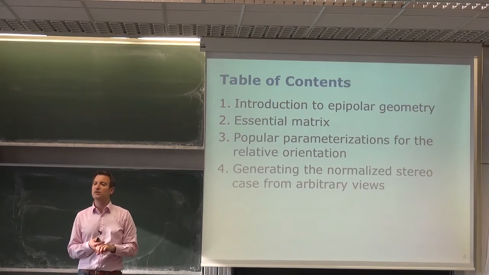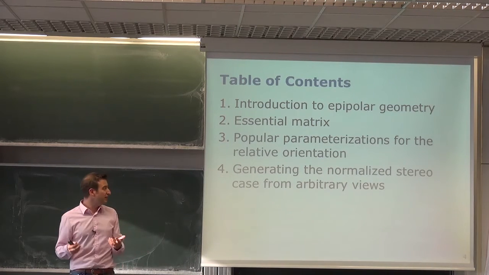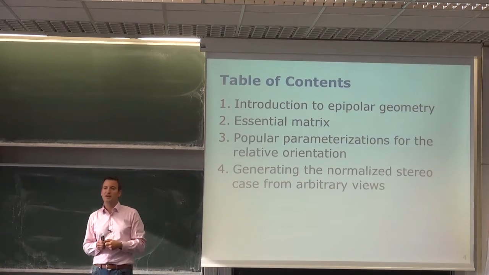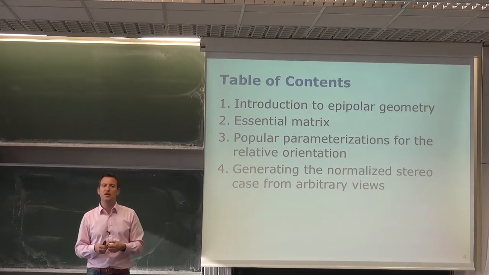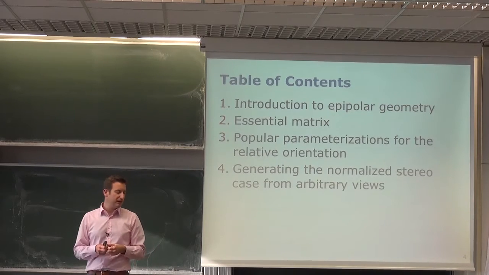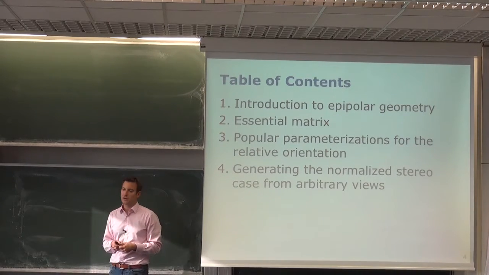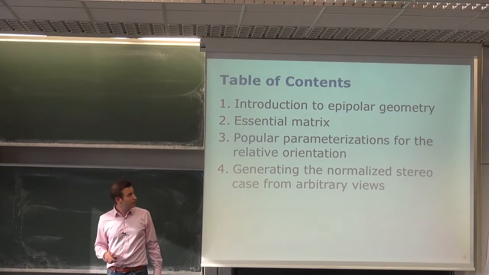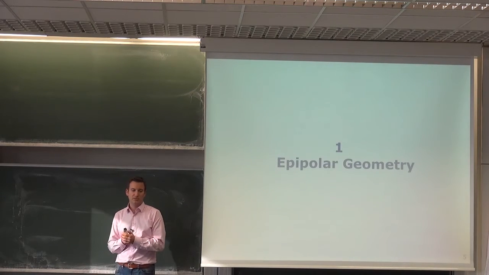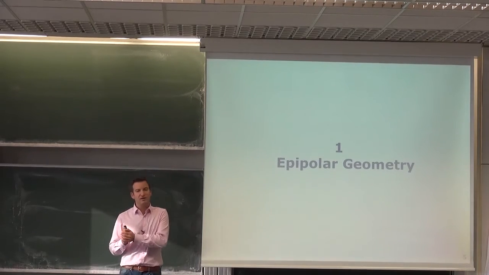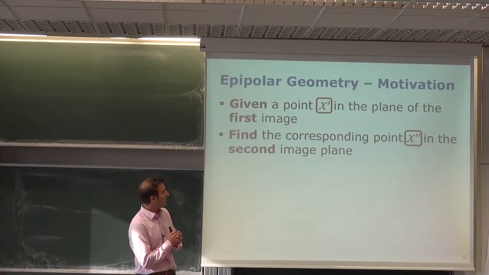And finally, we'll look into how I can generate normalized stereo images, given that the cameras which have taken those images were not, at least not perfectly, in the normal stereo case. So it's the outline for today. We'll start with the first one, the basics of epipolar geometry. So the first thing is, why should that be interesting? We all should ask the why question.